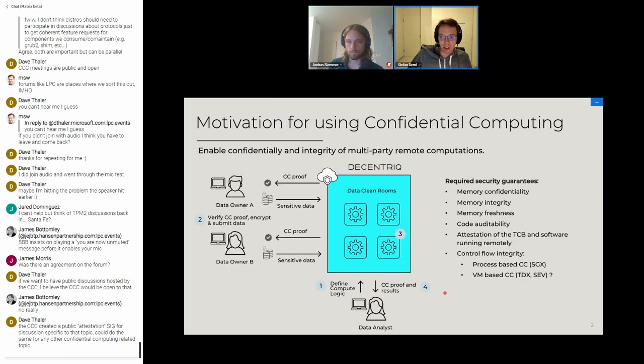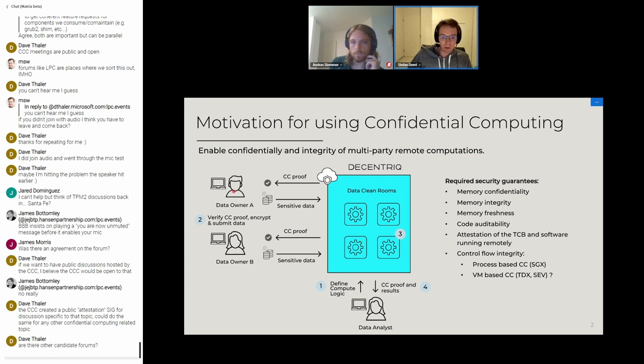Let's jump into why we're actually using confidential computing. At a really high level, it is all about enabling confidentiality and integrity of multi-party computations remotely on the cloud. What's typically done is a data analyst can define some compute logic that she or he is interested in, and defines the data sets that this compute logic or query is run against. Then, to a CC-enabled platform, one or multiple data owners could ingest data to build the foundation for this computation.